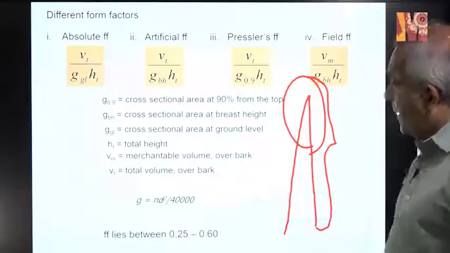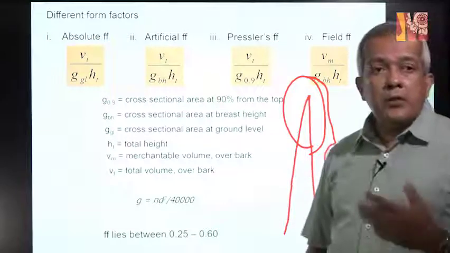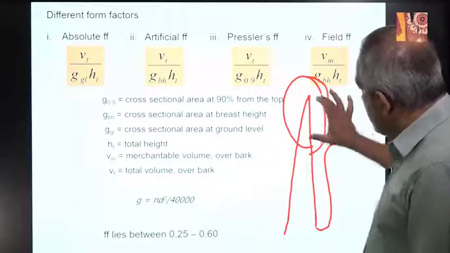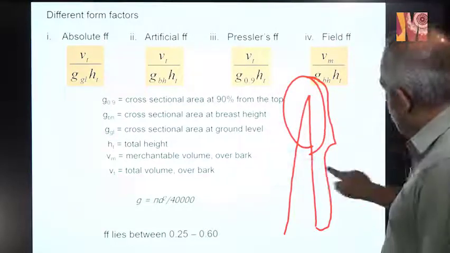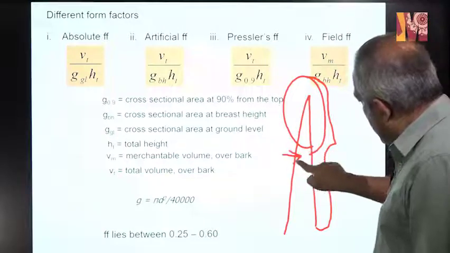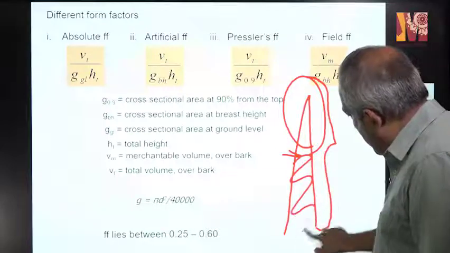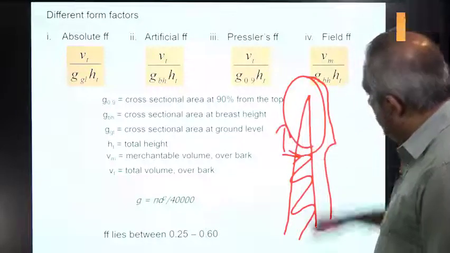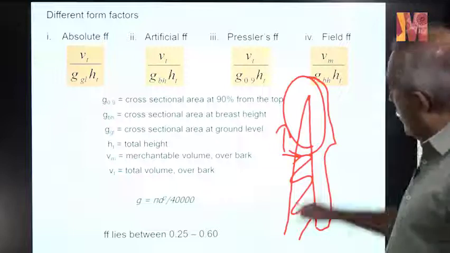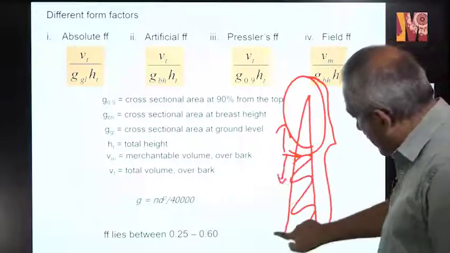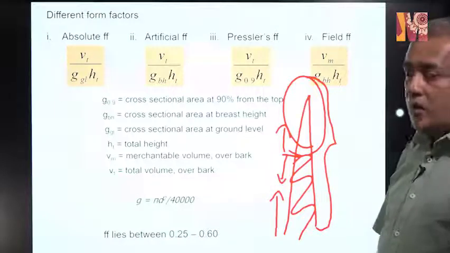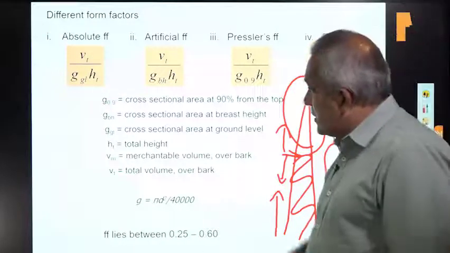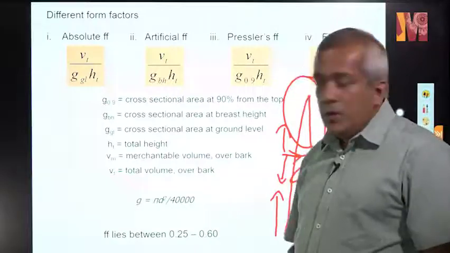Merchantable volume is the volume of the tree with the commercially available timber. Of course, at the top part you do not have any commercially valuable timber, therefore, it could be somewhere here. So, beyond that point there is no commercial value. Below this point to the ground there is a commercial value that you can sell for commercial purposes. Therefore, we call it a merchantable volume.